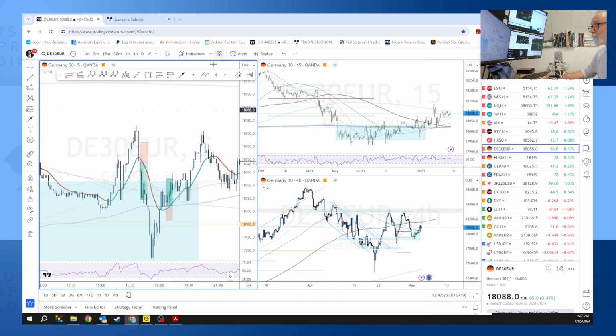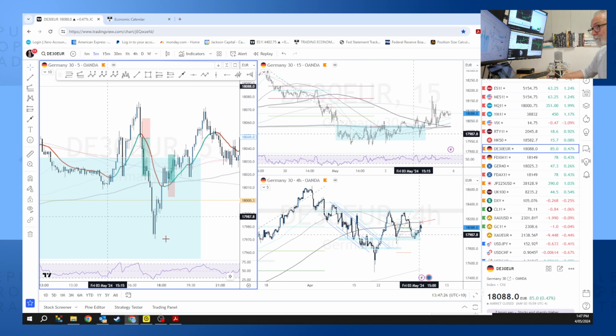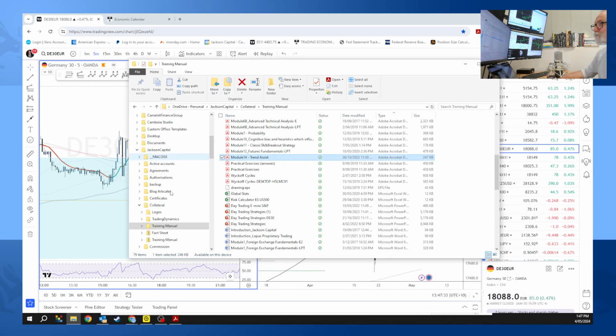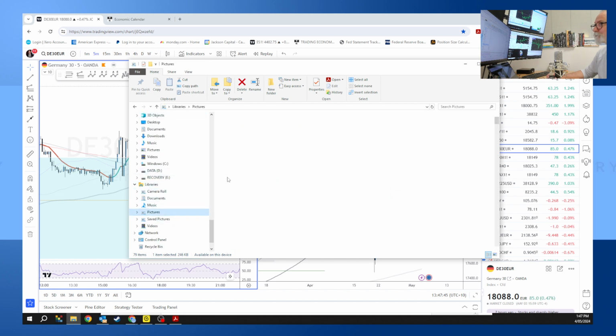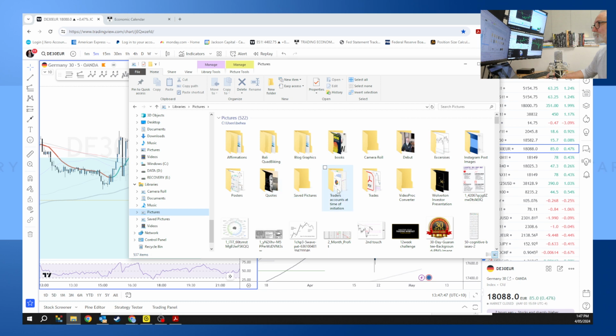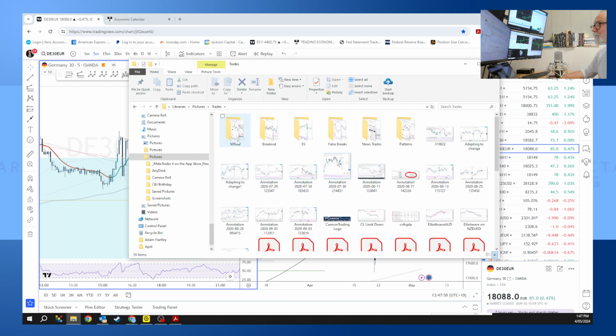Then I want you to go and take a screenshot of that and collect hundreds and hundreds of these images. Everybody should have this, and everybody who's coming to see me, I'll be checking on it as well. Trades here, all your trades: 50 rule trades, breakout trades, Lorentz trades. Have a folder of hundreds and hundreds of scenarios.